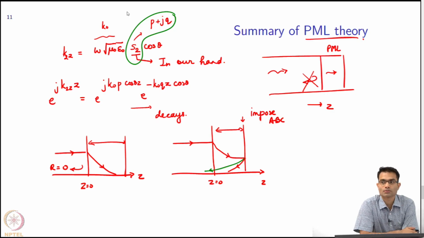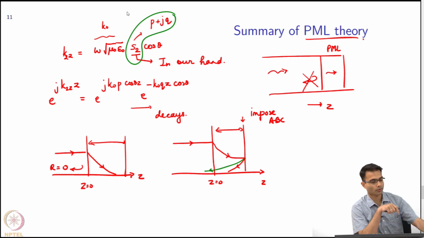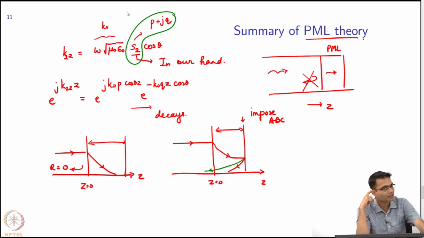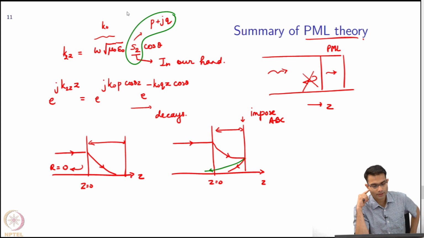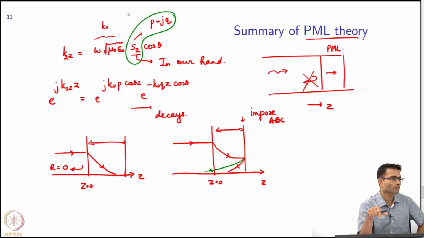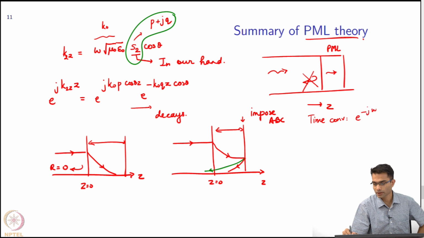Right. So this is what we have seen so far of our summary of the PML theory. The conclusion was that just by changing the coordinate stretch parameters, I can mimic a lossy medium with zero reflections. One thing I wanted to point out is that in this derivation we assumed a time convention of e to the minus j omega t.